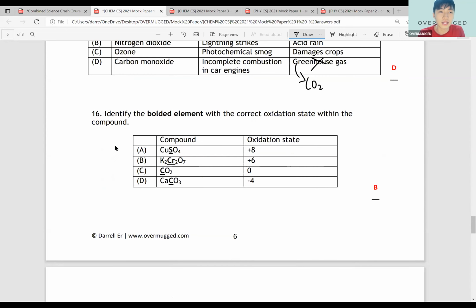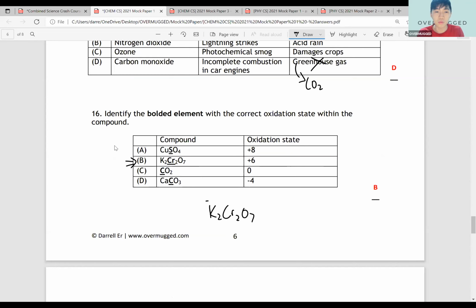Question 16, identify how the bolded element, which one is correct. I'm just going to do the correct answer here, which is B. So for a compound that is K2Cr2O7, how do we calculate the oxidation state of Cr? Typically, I would like you to write it out in the form of an equation. What do I mean?